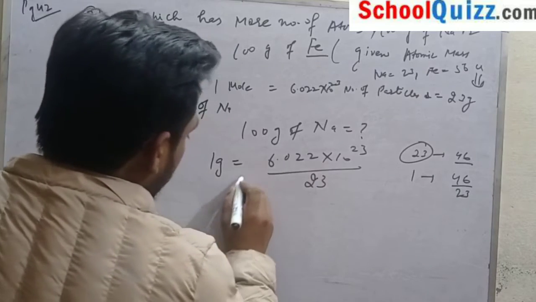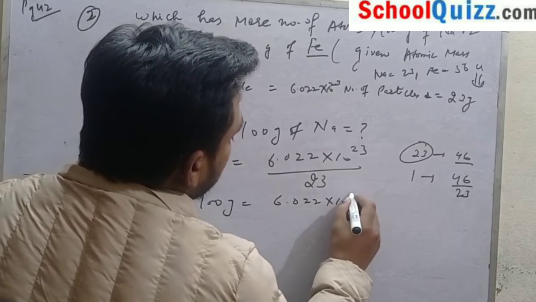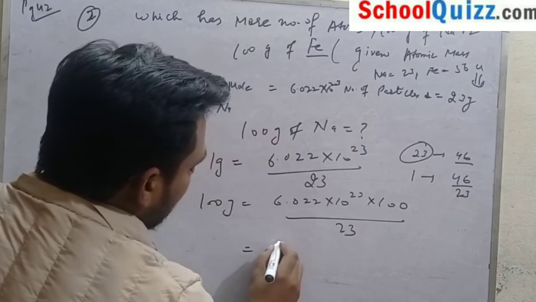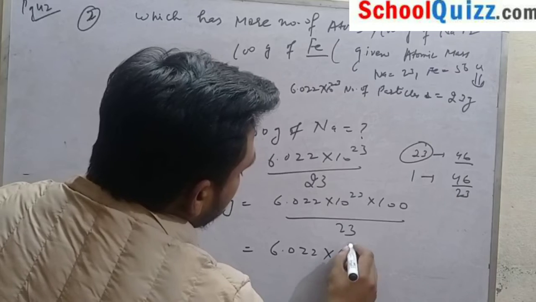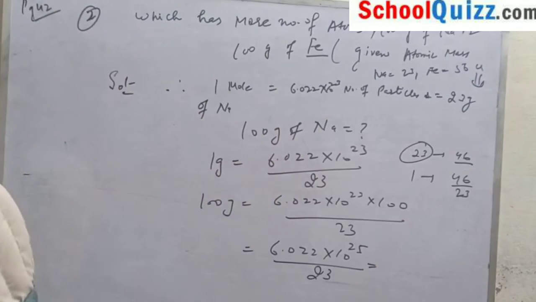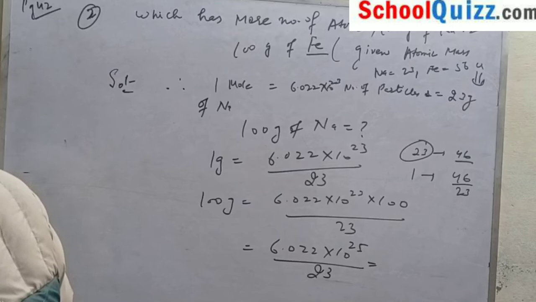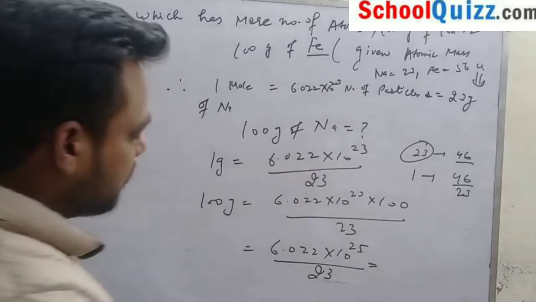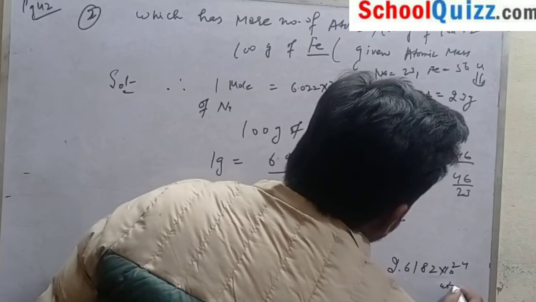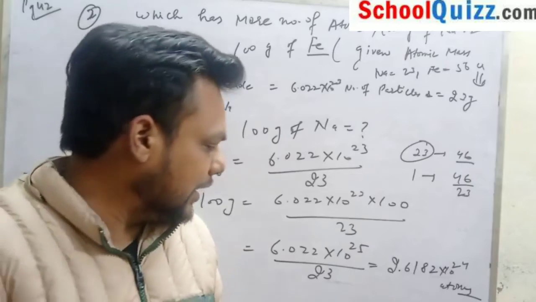Now we have to find in 100 gram. So that will be equal to 6.022 into 10 raised to power 23 into 100 upon 23. We will write it as 6.022 into 10 raised to power 25 upon 23. Its answer comes out to be 2.6182 into 10 raised to power 24 atoms. Simple calculation, guys.